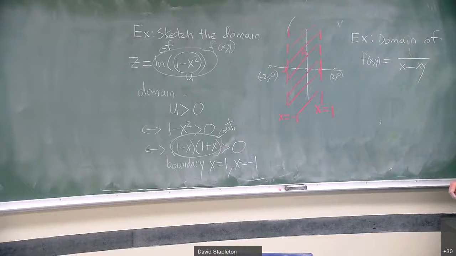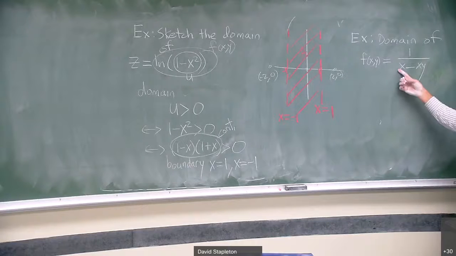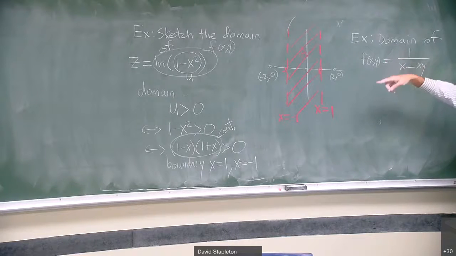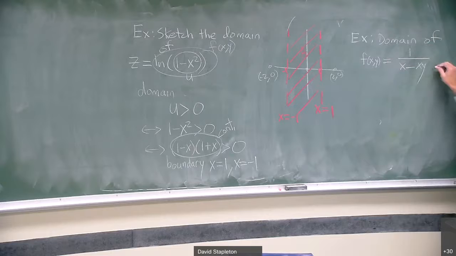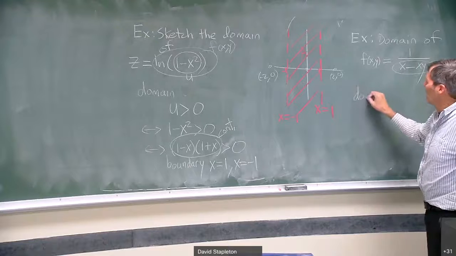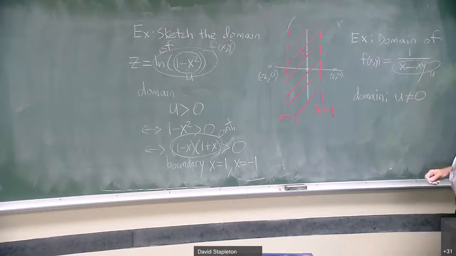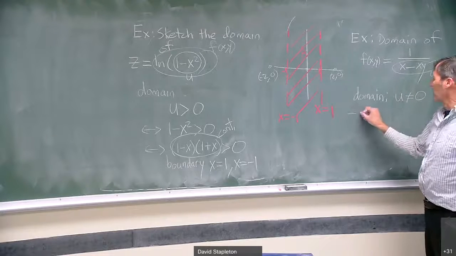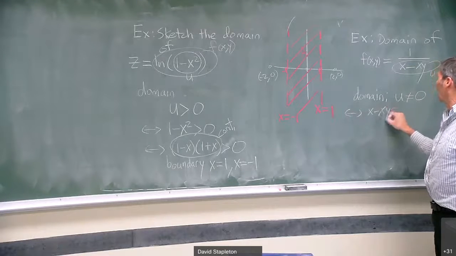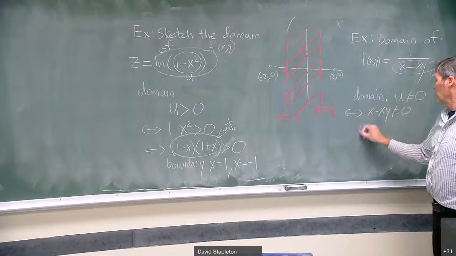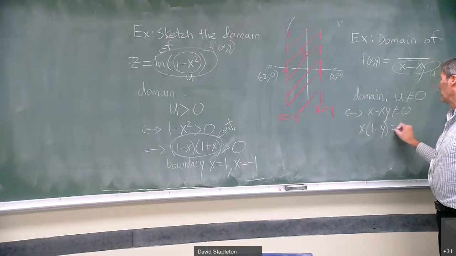Well, you look at it and you say, this is only an algebraic expression. I don't have to worry about where's a sine, a tangent, or a log, or something undefined. There's no roots. I only have to worry about a division by 0. So the domain is all the points where the denominator is not equal to 0. Equivalently, that is x minus xy not equal to 0, which is x times 1 minus y not equal to 0.